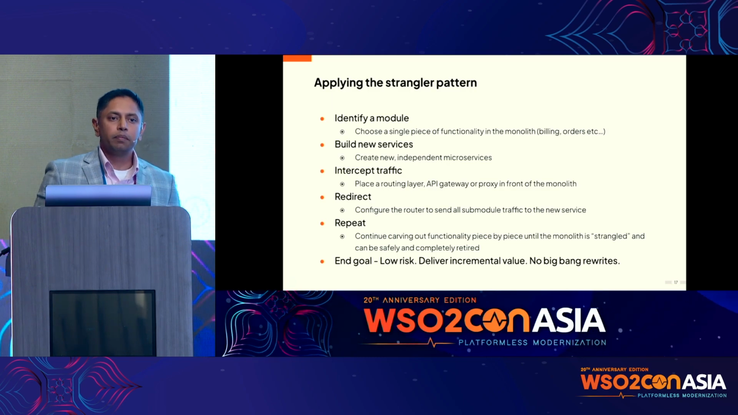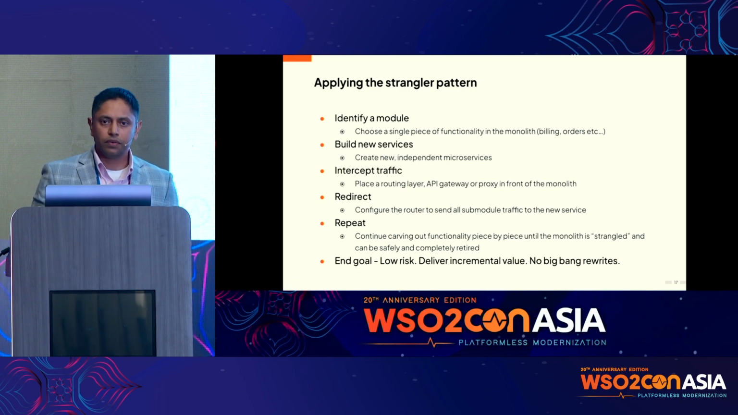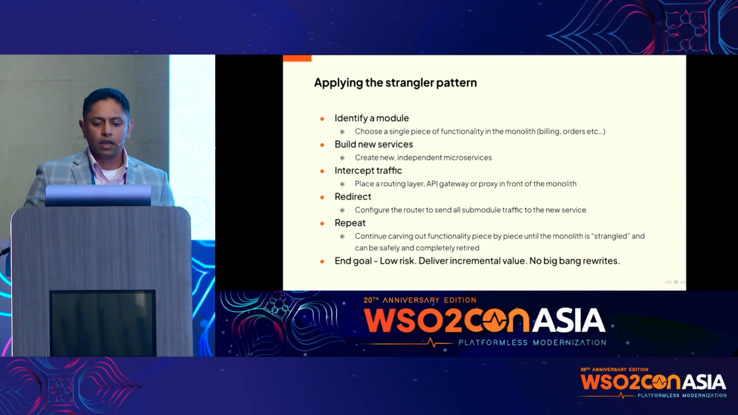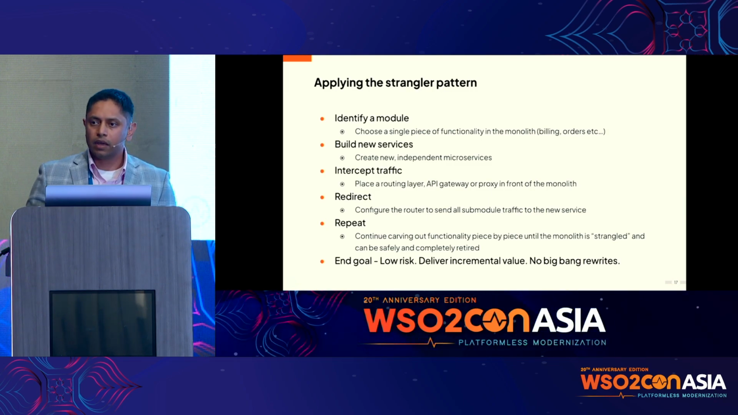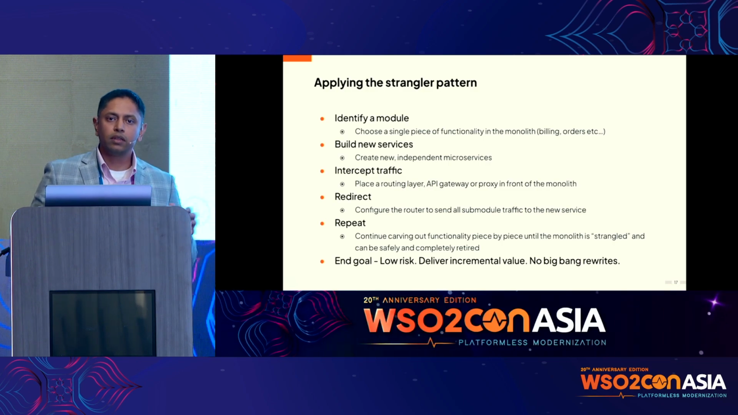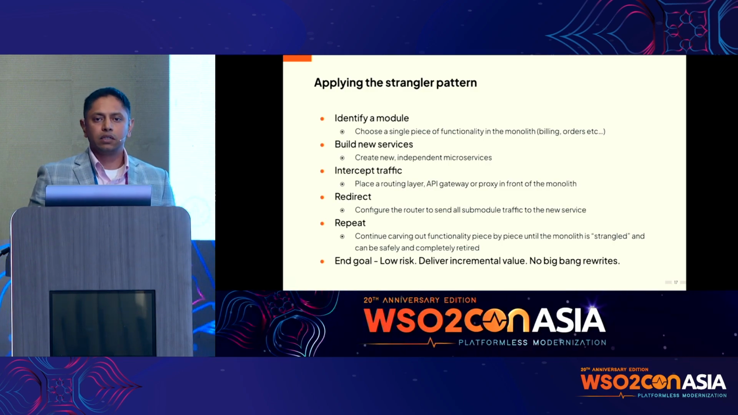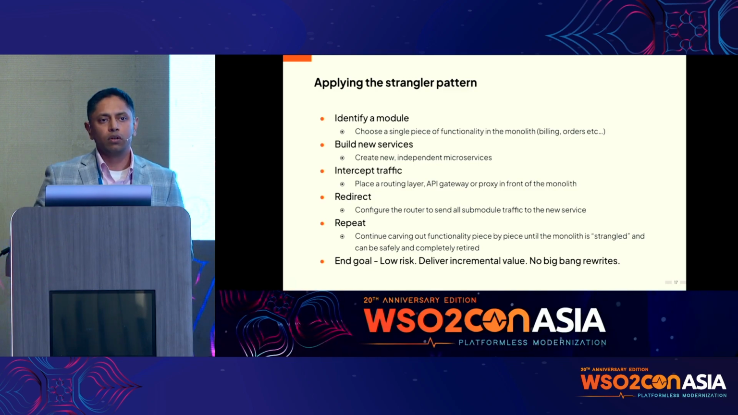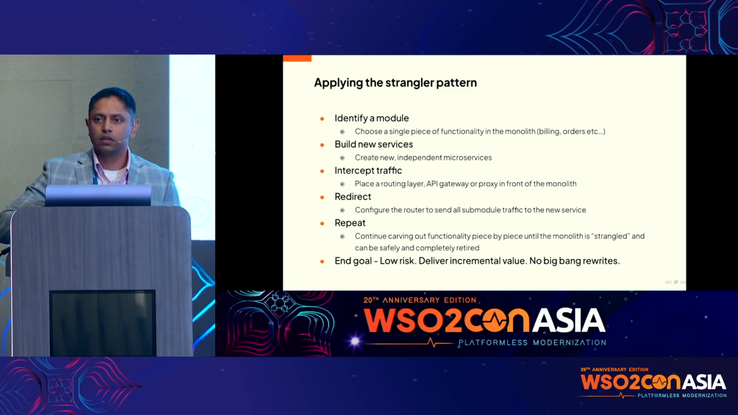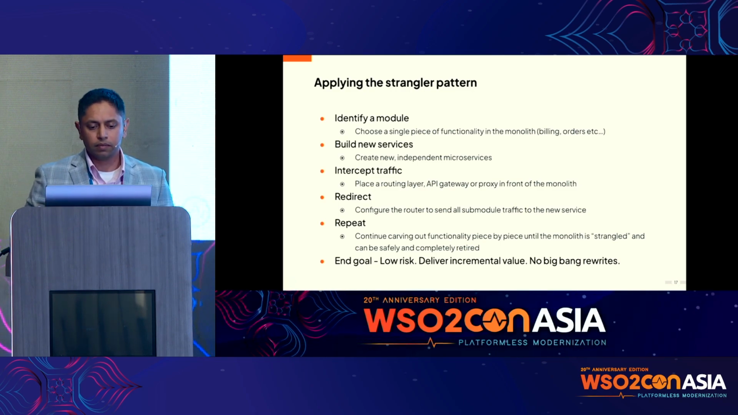And the third step, this is the important step, where you intercept traffic that comes to the monolith, and deploy either an API gateway or a proxy in front of the monolith. Then all requests that come to, say, billing, you reroute all that traffic into the new microservice, but the other traffic still goes to the existing monolith.